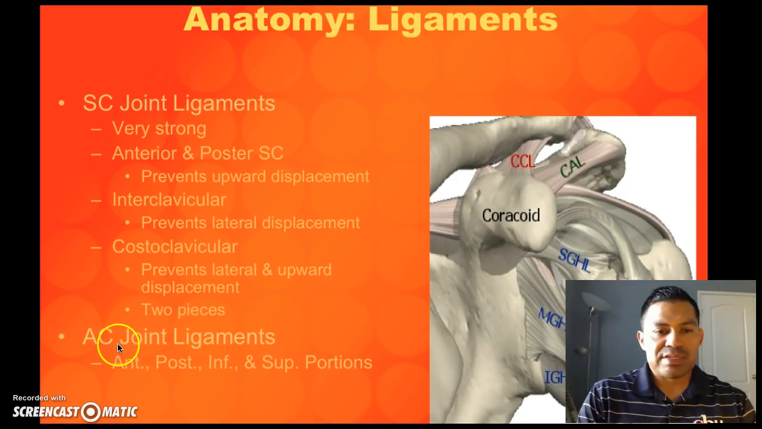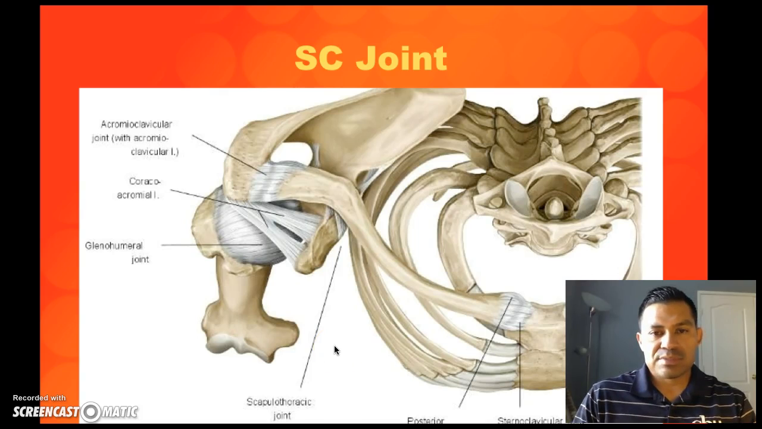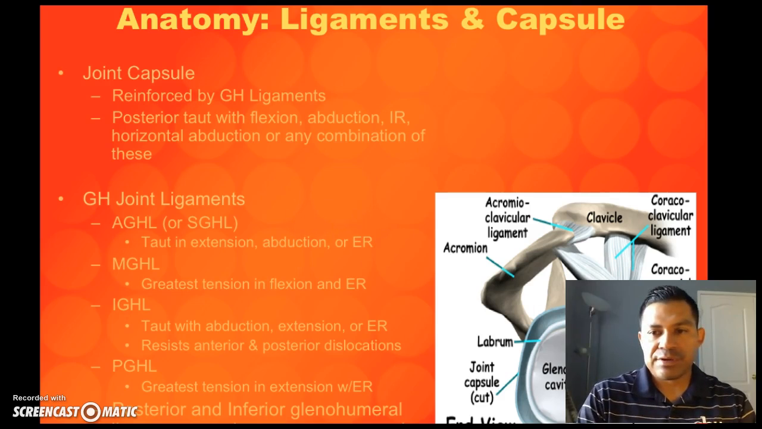So the next joint is the acromioclavicular joint, the AC joint. So that would be up here. So let's see in this next picture. Here's a little bit better picture.